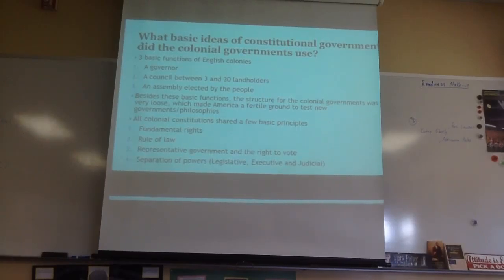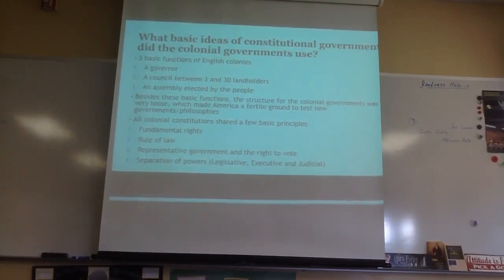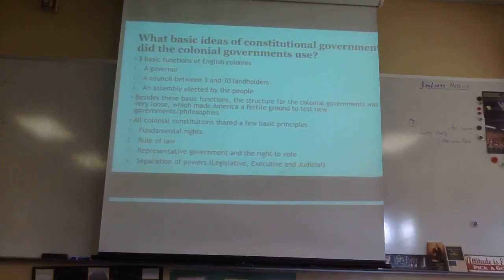We also look at representative government and the right to vote. The idea that if you're a landowner, you have the right to exercise voting, which is a huge right at this time, and a huge check on the government. Lastly, the idea of separation of powers, that your governors, your councils, and your assemblies should be separated into a legislative, executive, and judicial branch. Sound familiar? We have those in our government still to this day, and every state government has these three branches of government as well. So, these things are very common to see still in America today.